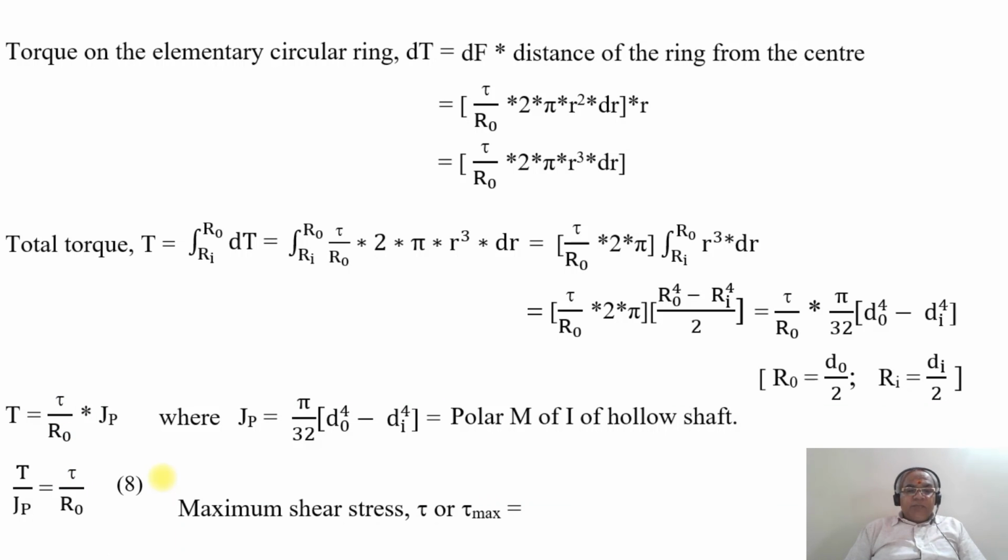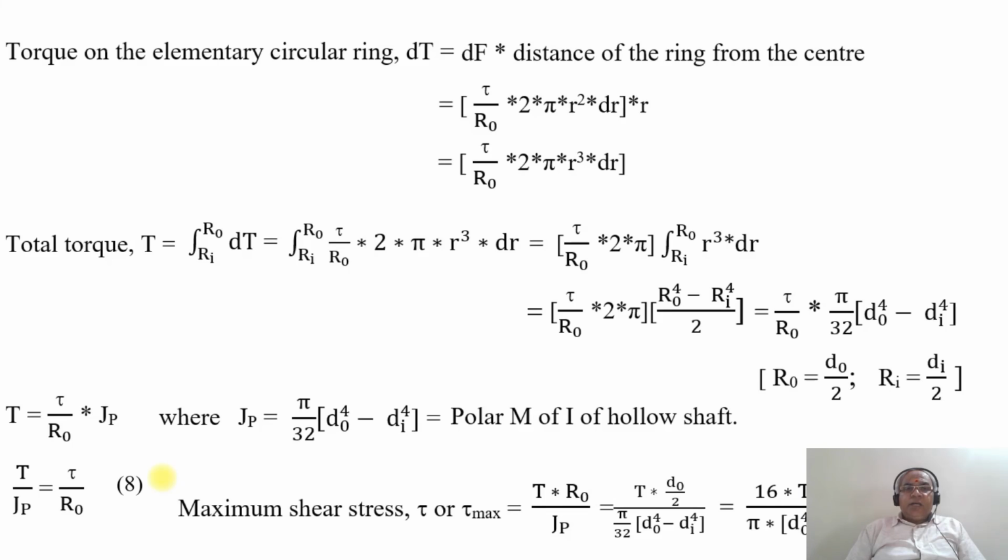Therefore, the maximum shear stress, tau or tau max, will be equal to T into R0 by Jp, which will be equal to T into D0 by 2 divided by pi by 32 into D0 to the power of 4 minus Di to the power of 4. So that will be equal to 16 T D0 divided by pi into D0 to the power of 4 minus Di to the power of 4. Call this equation 9. So this is how you will be able to derive the expression for the maximum shear stress of the hollow shaft. Thank you.